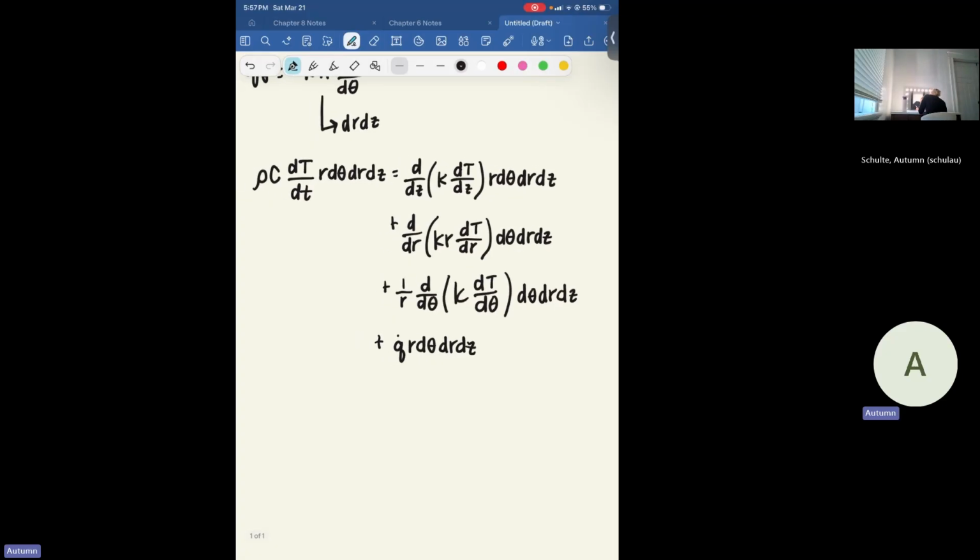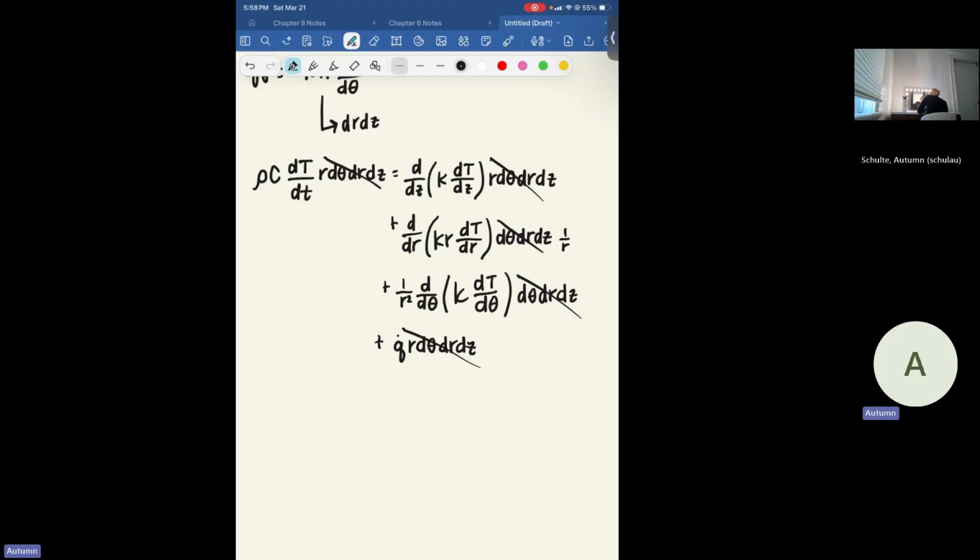Now, if we want to isolate this change in temperature with respect to time, we can first start off by dividing by our differential volume. So we can divide this out and divide this out. And once again, we need to take out an r, so we're going to be left with the 1 over r over here. We can cancel this. Once again, we're going to need to divide by an r, so this becomes r squared, and this cancels as well.